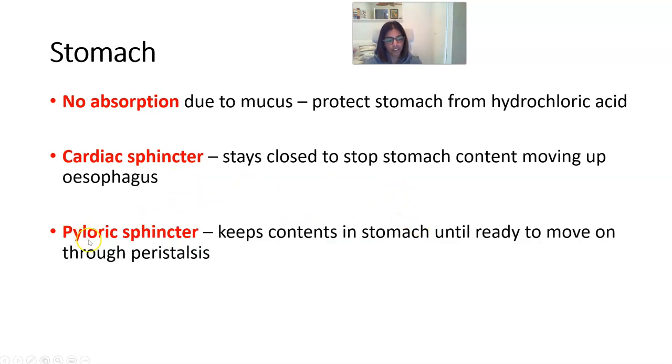The pyloric sphincter at the bottom end of the stomach keeps the stomach closed until the contents, that chyme, is ready to move on to the small intestine through peristalsis. Now, food is actually held in the stomach for about 2 to 8 hours, so it's much longer than what people normally think it is.